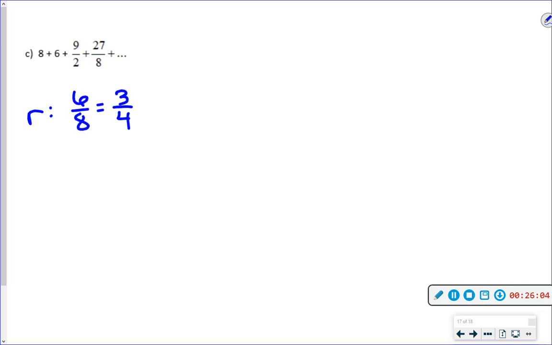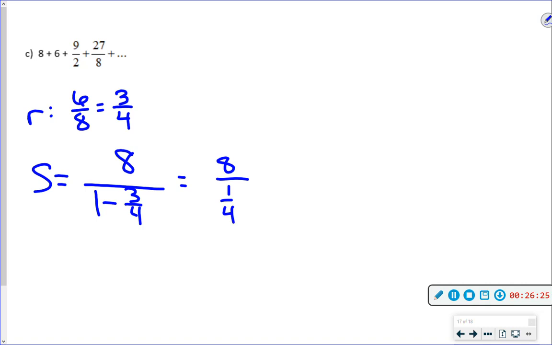So can you do it first off? Yes. r is not over 1, so we can do it. So my sum formula: the first term, well that's easy, over 1 minus r. Without a calculator, what's 1 minus 3/4? 1/4. What's 8 divided by 1/4? 32. All right. Any questions on that? No. So it's very simple. I know it's a lot of calculations and formulas, but nothing too crazy. At least I don't think.